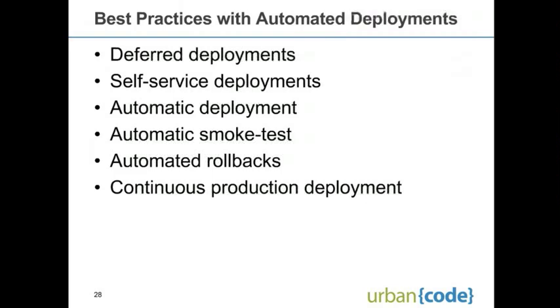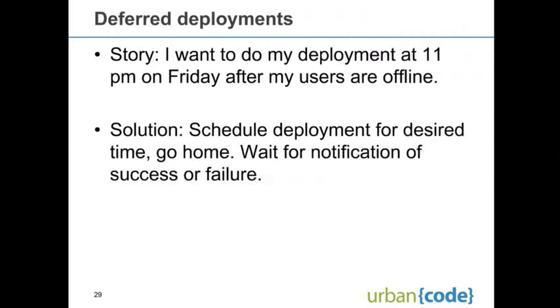Deferred deployments, self-service deployments, automatic deployment, automatic smoke tests, automated rollback, and continuous production deployment. These are laid out as a chain that you're building, where every bit we do builds on the previous step. We're going to start with deferred deployment, and this is pretty straightforward.